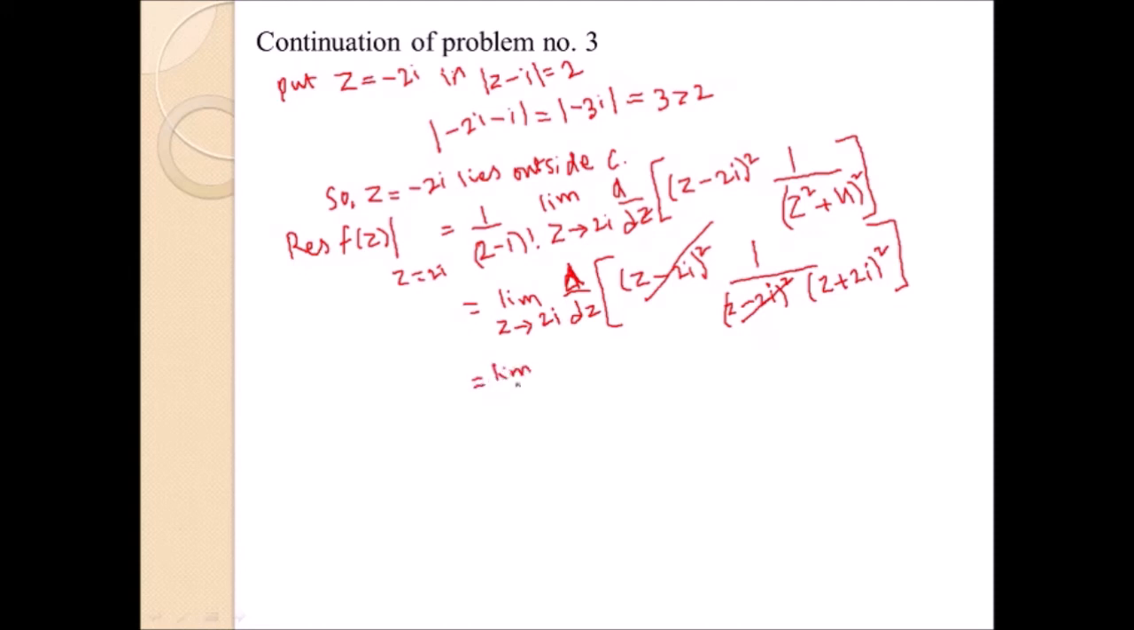Now limit z tends to 2i, the derivative of 1 by z plus 2i whole square is minus 2 by z plus 2i whole cube. Now substituting the limit, we get minus 2 by 4i whole cube, since 2i plus 2i is 4i. So which is minus 2 by 4 cube, that is 64, and i cube. Since i square is minus 1, we can write this as 2 by 64i.